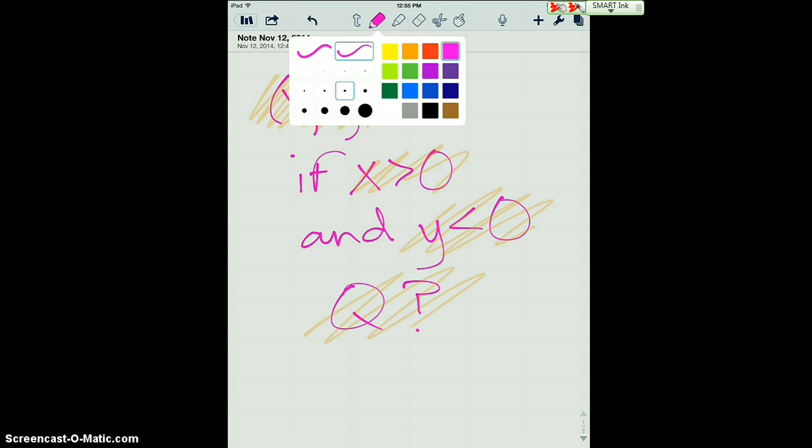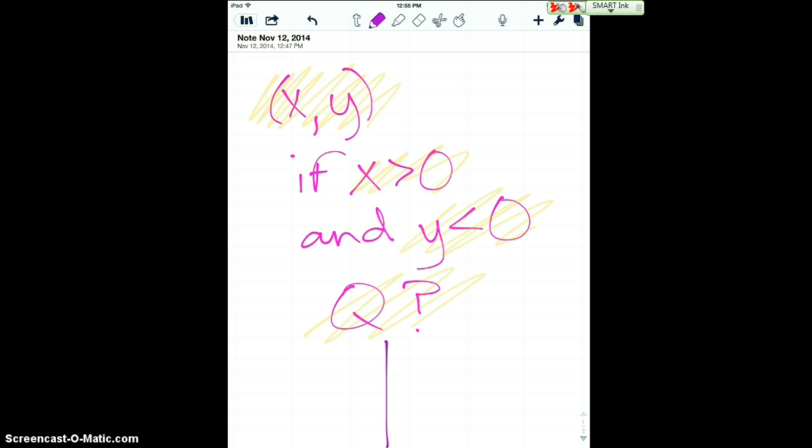So remember, we are visualizing ourselves on the Cartesian plane. We have quadrant 1, 2, 3, and 4. Those do not switch order. And it says x is greater than 0. So the x value is somewhere over here, meaning you're going to the right. And the y value is less than 0, meaning you're going down here. So the quadrant that I will land in will be quadrant 4.